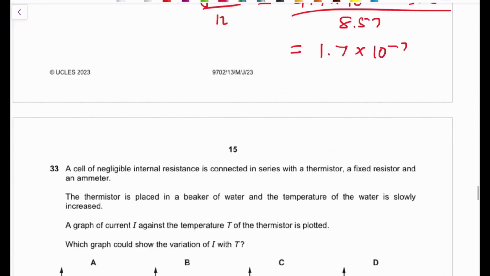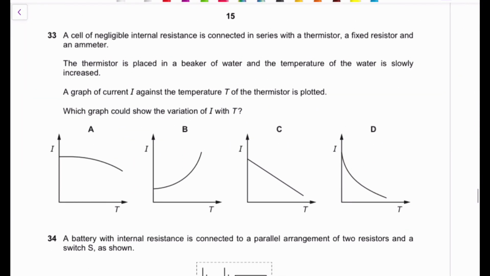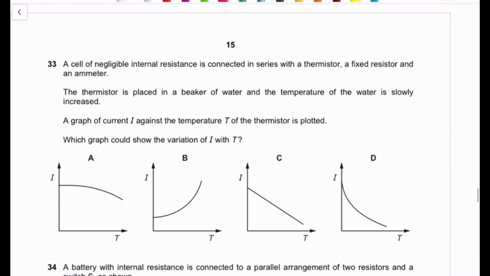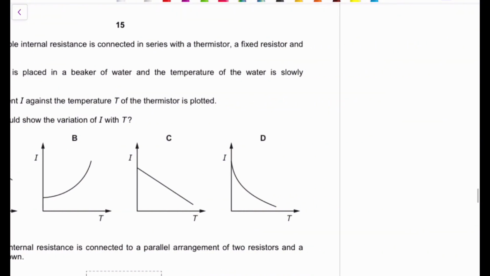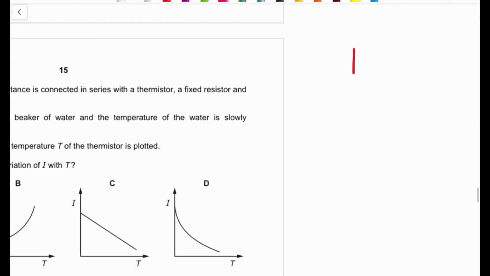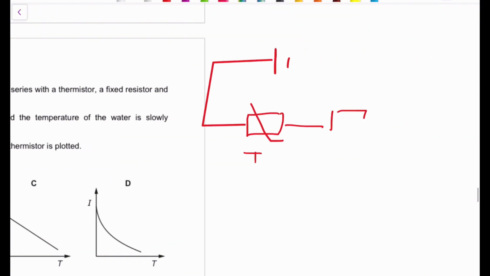Very important. Moving to question 33. A cell of negligible internal resistance is connected in series with a thermistor, a fixed resistor, and an ammeter. So what do we have here? We have a cell, basically like that. We have a thermistor, something like that. So this is our thermistor, and we have a fixed resistor. That's a fixed resistor.